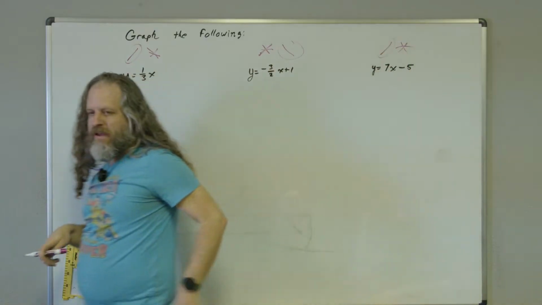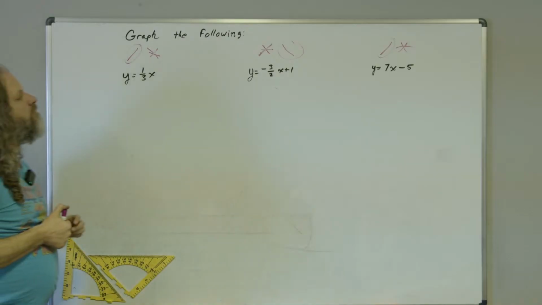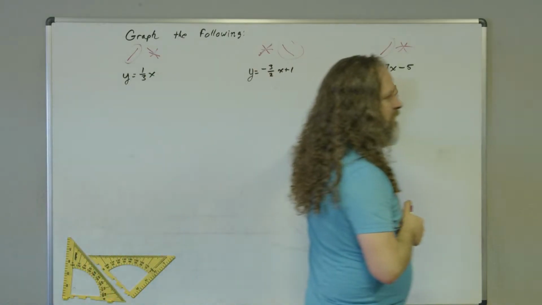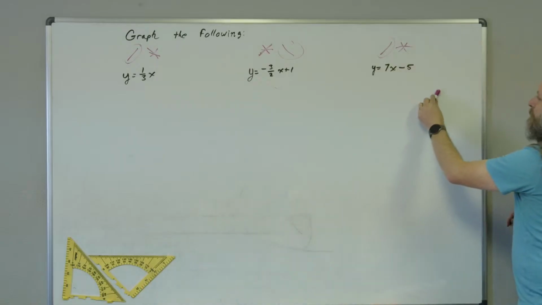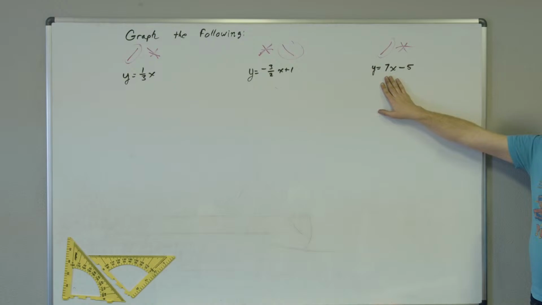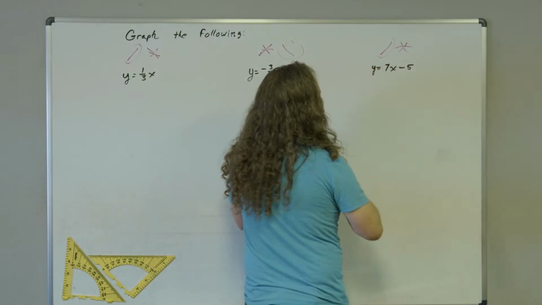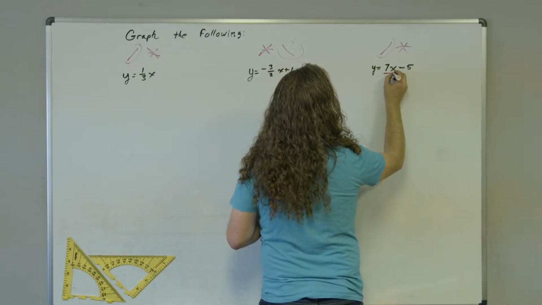Which one is going to be the steepest? This one, because it goes up the most before it starts going over, right? For every 7 it goes up, how many does it go over? 1. It goes over 1 once. Right? So it's the steepest.